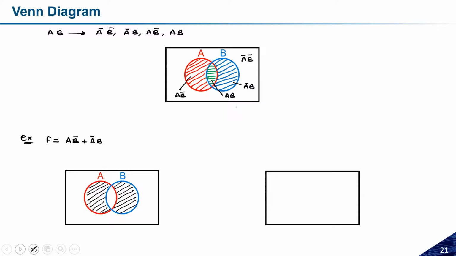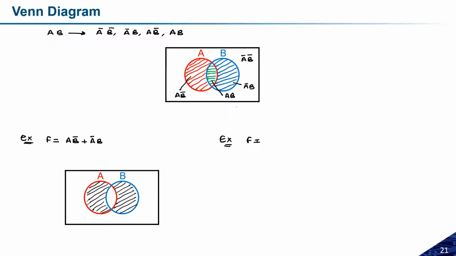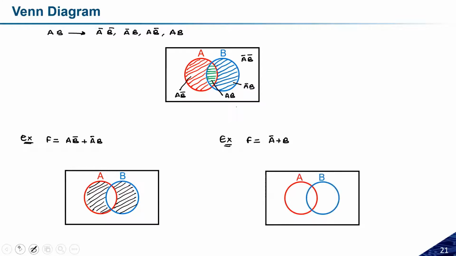Similarly, let us consider one more example. Let us assume I have some function F is equal to A bar plus B. Now, can anyone tell me, if I want to represent it in the Venn diagram, how do I shade that one? Anyone is thinking about this one?